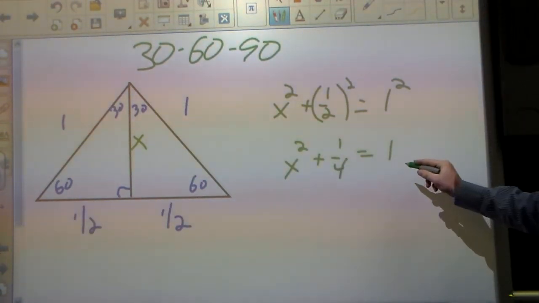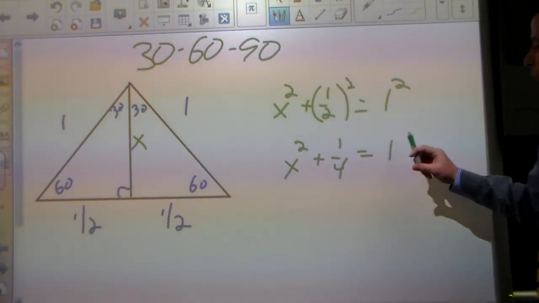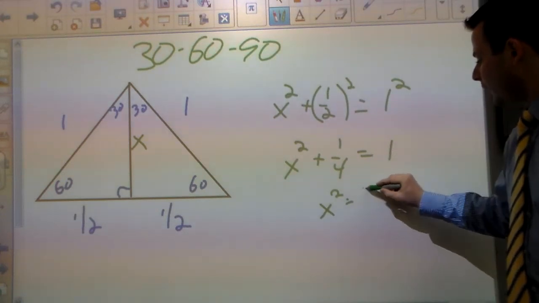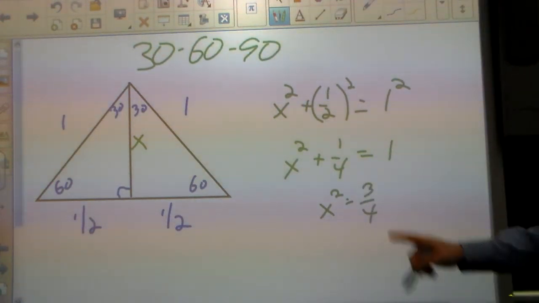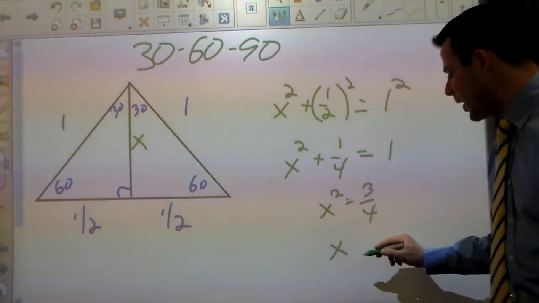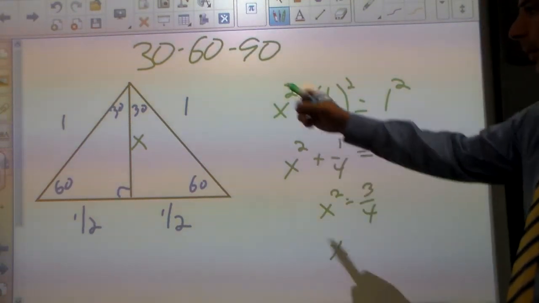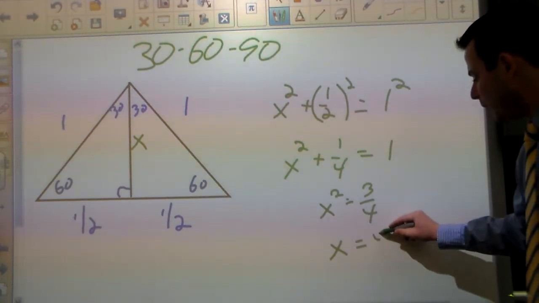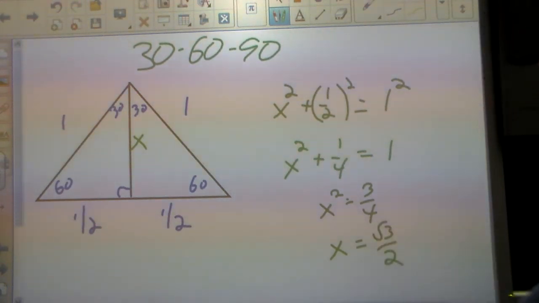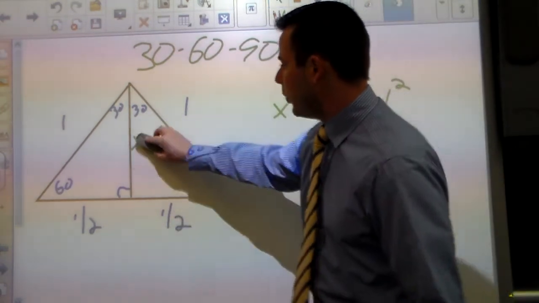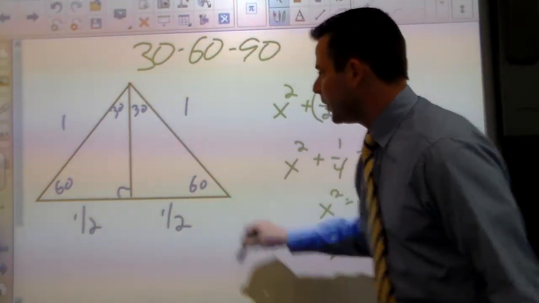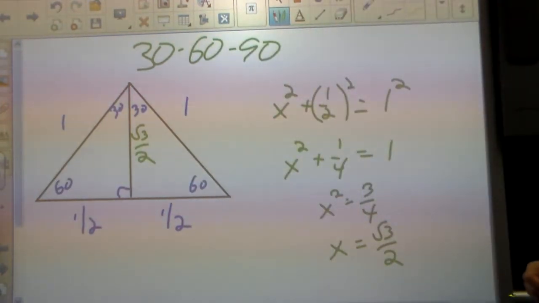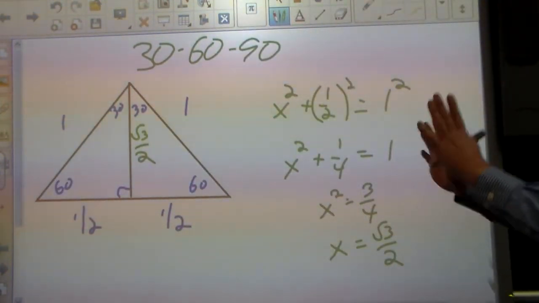Let's subtract 1/4 from both sides, which means we're subtracting 1/4 from 4 quarters, giving you x squared equals 3/4. Let's take the square root of both sides, and we'll only focus on the principal square root because obviously a distance cannot be negative. x equals radical 3 over 2. So now we know what this line segment is. It's radical 3 over 2.